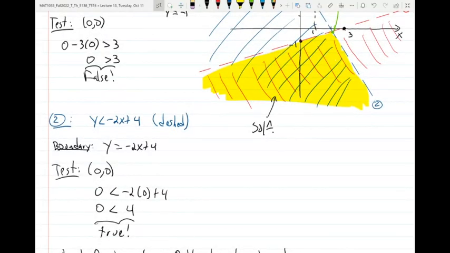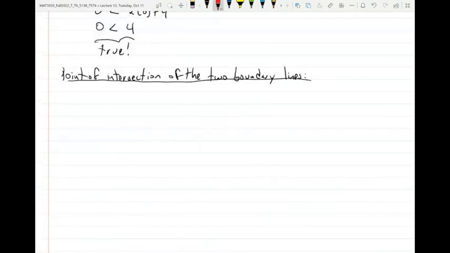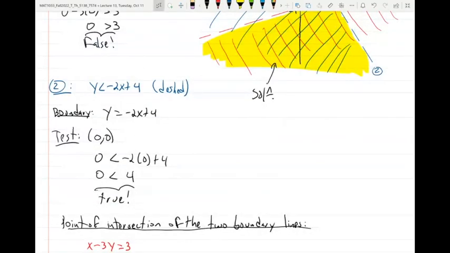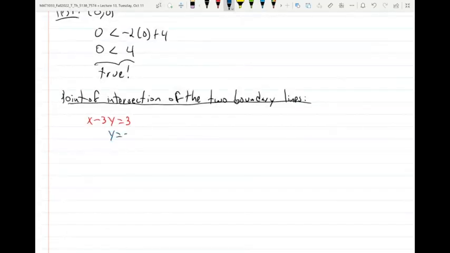So equation number 1 is x minus 3y equals 3, the boundary line. That's x minus 3y equals 3. And then the blue boundary line is y equals negative 2x plus 4. Okay, so that's the equation for the first line. This is the equation for the second line. If we solve the system, we're going to find what that point is.